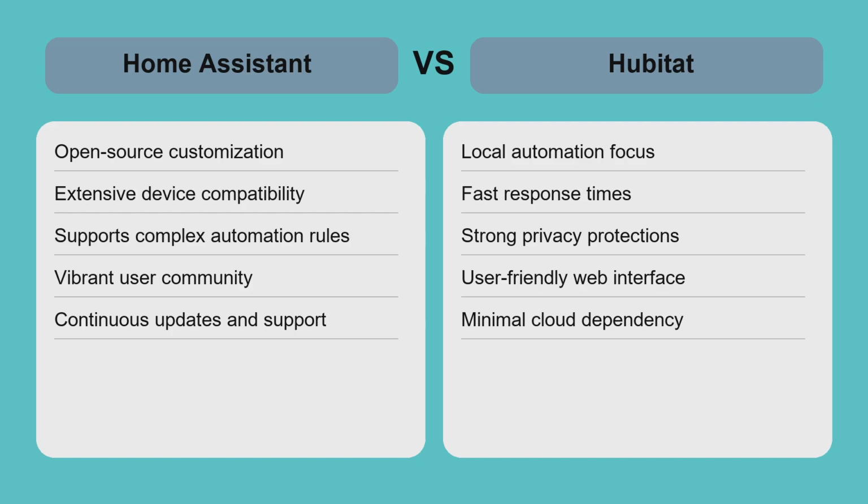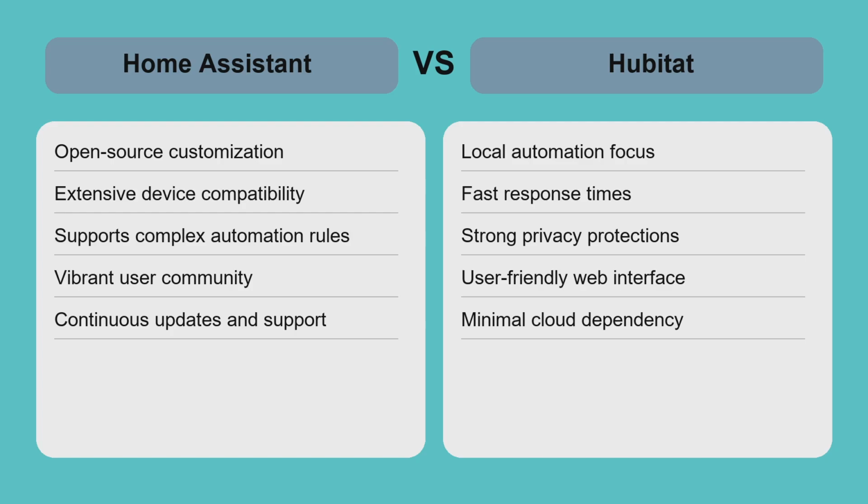Home Assistant offers broader device compatibility and deeper customization, perfect for enthusiasts willing to invest time in setup. Its open source nature means continuous updates and community support. Hubitat provides quicker automation execution with a focus on privacy, ideal for users who want a plug-and-play experience with local control. While Home Assistant can be more complex, it supports more integrations and advanced scenarios. Hubitat simplifies management but limits flexibility.